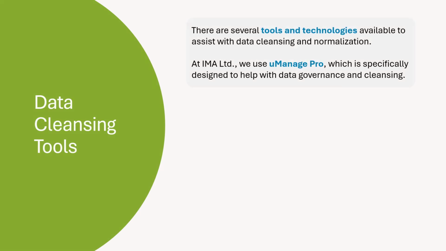There are several tools and technologies available to assist with data cleansing and normalization. At IMA Limited, we use a tool called UManage Pro, which is specifically designed to help with data governance and cleansing. UManage Pro allows you to automate many of the processes involved in data cleansing and normalization, making it easier to maintain high-quality data across your organization.